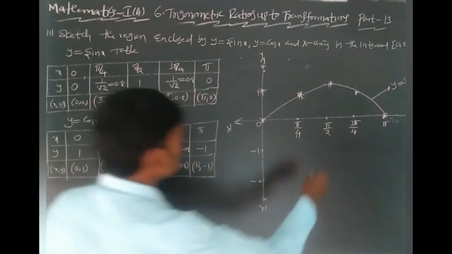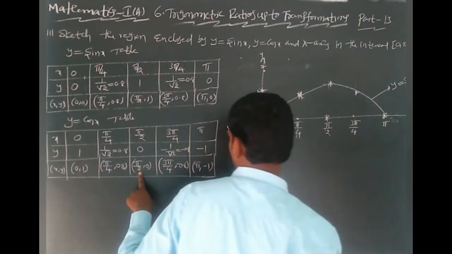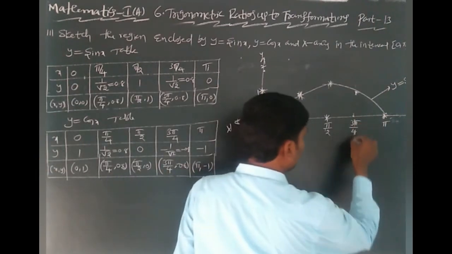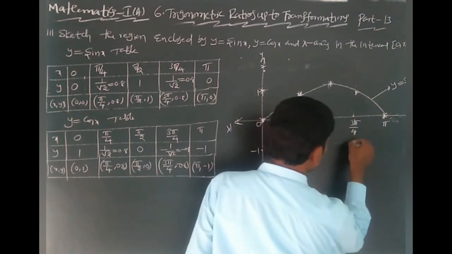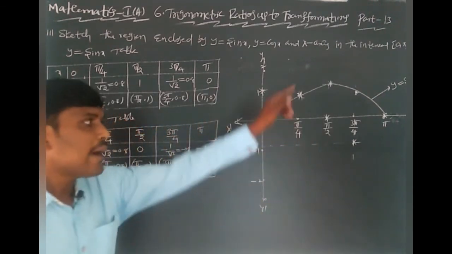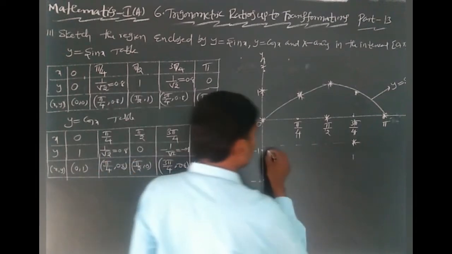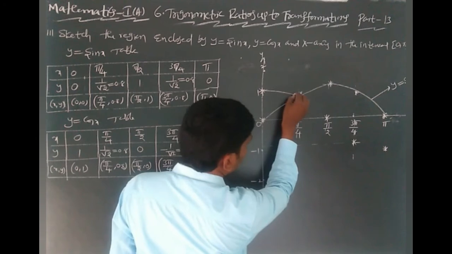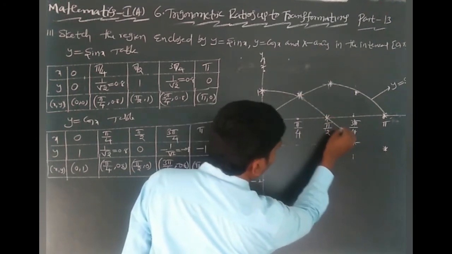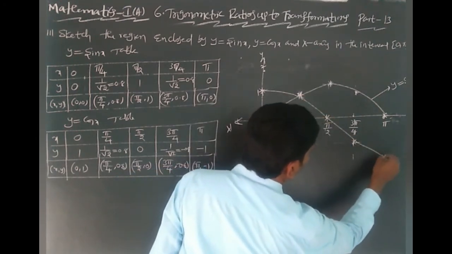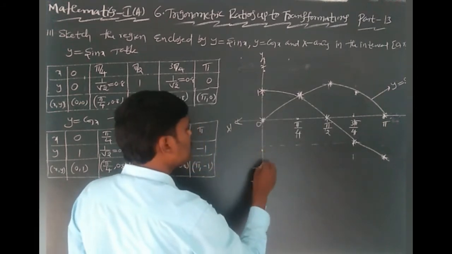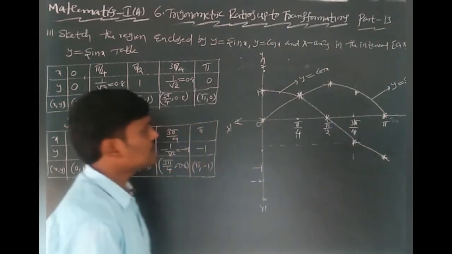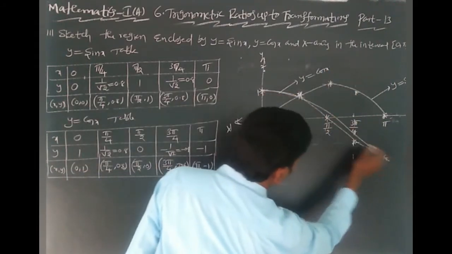Next, pi by 2 comma 0. This is pi by 2 comma 0. 3 pi by 4 comma minus 0.8. This is 3 pi by 4, this is minus 0.8. Next, pi comma minus 1. This is minus 1, this is pi. You can draw the first point, second point, third point, fourth point. This one is a graph. This is the graph of which one? y is equal to cos x. This is the graph of y is equal to cos x.